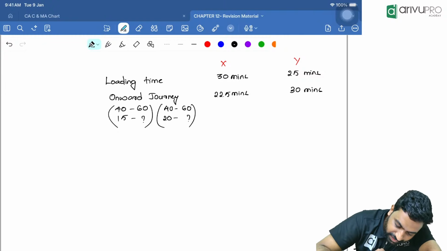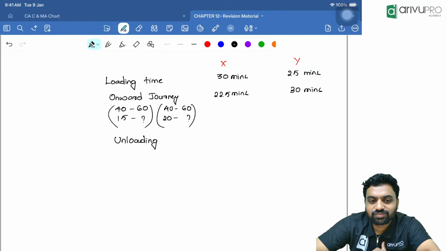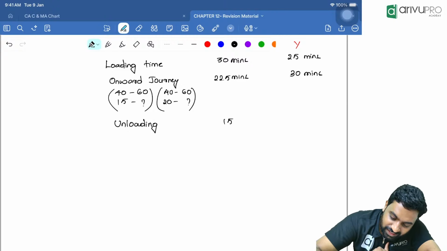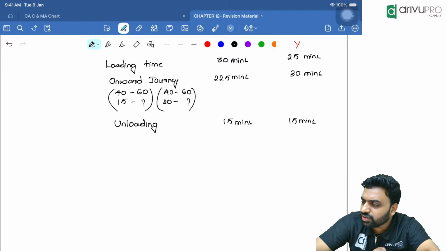Okay. After this, what happens? Unloading. Alright, if we return, there is no point, we have to unload. How much is it? 15 minutes. For both 15 minutes? Of course, yes, because both are going to the same place, same type of labor, so they are working at the same speed.